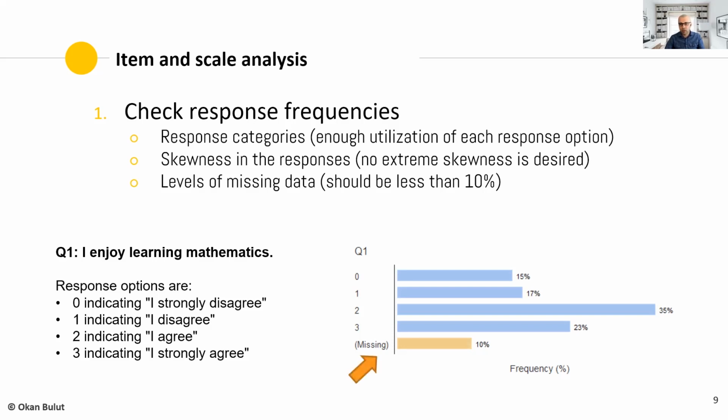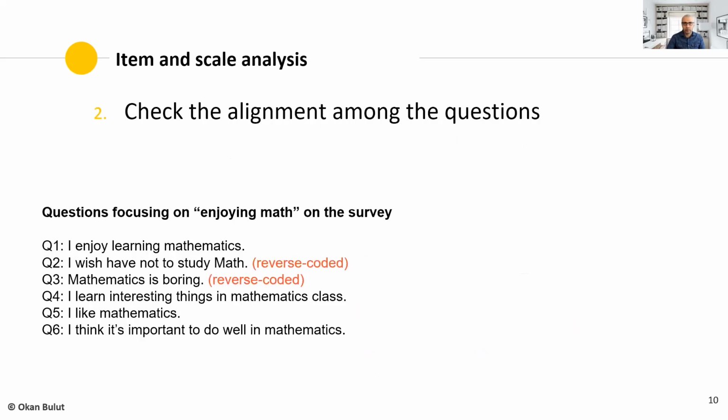As I was saying earlier, the missingness is one thing to think about, and that's exactly what I'm highlighting here. 10% is kind of a threshold. The second thing is that after we check these basics, we try to group some items and create some subscales within our survey. Those subscales will tell us more about the content areas that we are hoping to understand.